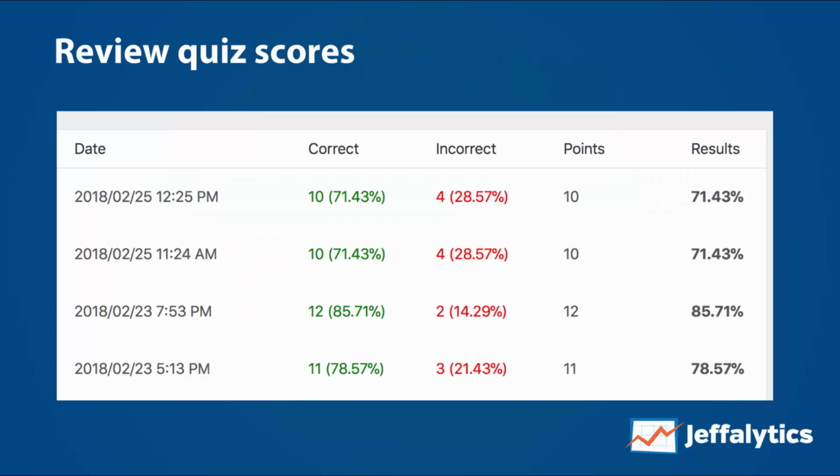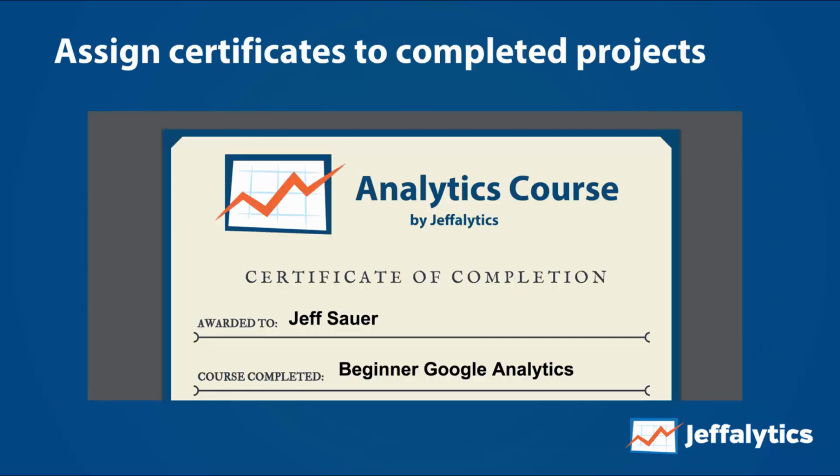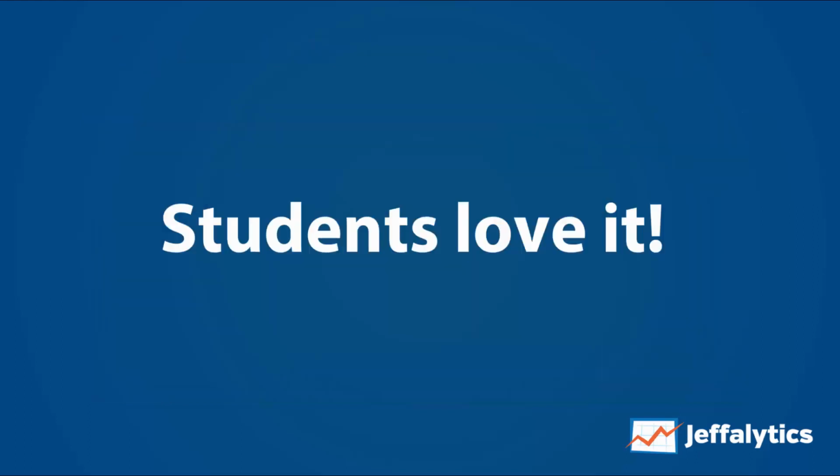Now, I thought that I was creating a really easy quiz, but it turns out that most students don't pass on the first try. And I've come around to thinking that this is a good thing, because if a student doesn't pass on the first try, they get to go back, they get to do research, and they can start to understand why they didn't pass the quiz in the first place. And if you get a passing score and you complete all the assignments, we give you a certificate of completion that you can actually print out and say, hey, I completed the Jeffalytics Analytics course. And it turns out that building this process, students love it.